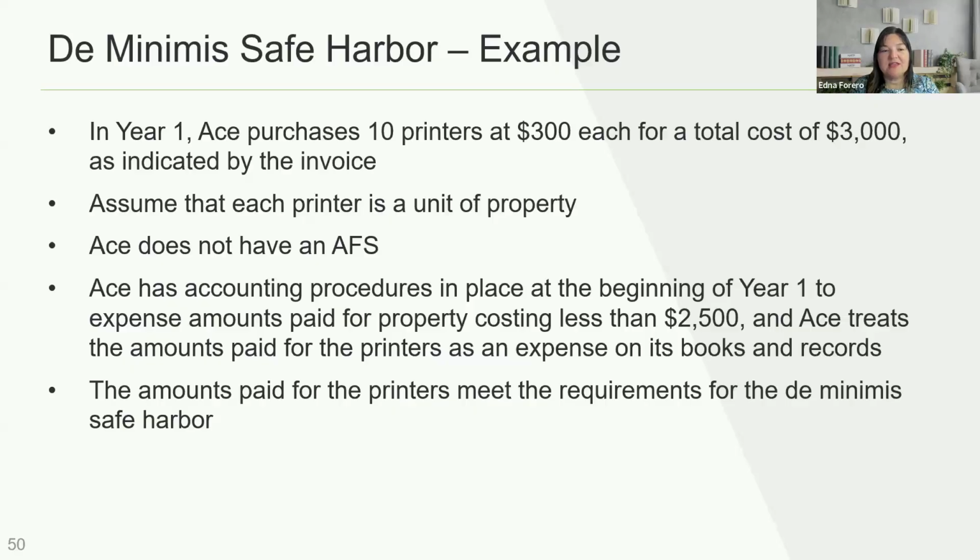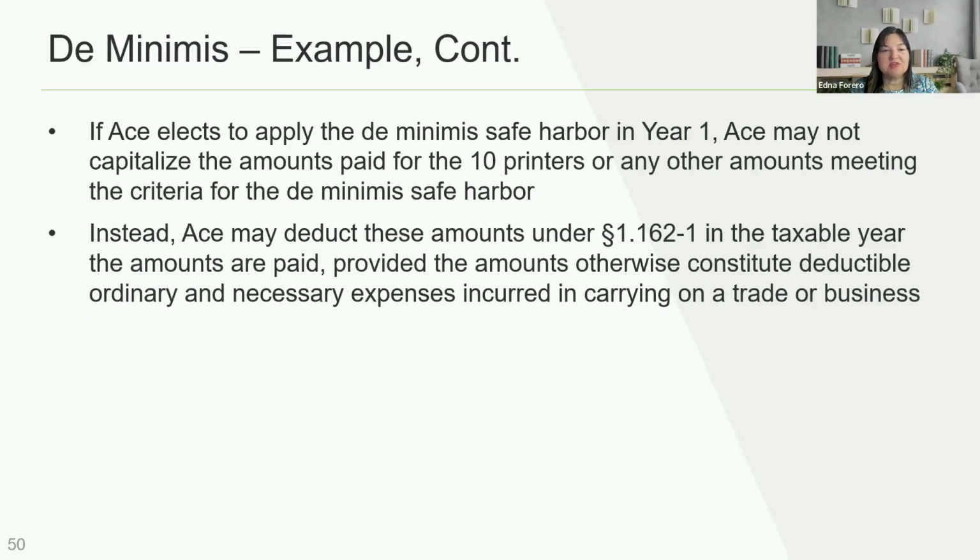So for ACE, they're going to treat the amounts paid for the printers as an expense on its books or records. Again, even though the 10 printers total $3,000, each one is only $300, so they're under that de minimis amount of $2,500. And this particular business has said that anything under $2,500, we're going to expense. So they want to expense all $3,000 worth of printers because it meets the requirements for the de minimis safe harbor rule.